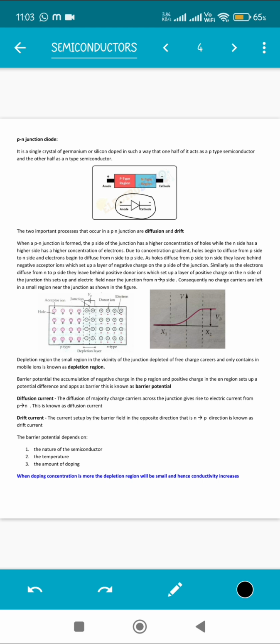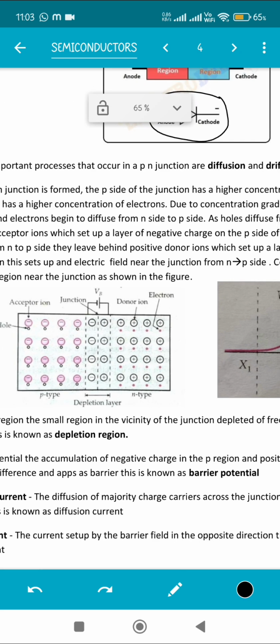Consequently, no charge carriers are left in a small region near the junction as shown in the figure. So if you see this figure properly, the electrons will move from the n side towards the p side. The red color dots are the electrons, they will move in this direction, and the holes, which are represented by the hollow circles, will move from the p towards the n side. Because of this movement, we are going to get a potential or an electric field. So in this region, we can get the electric field.